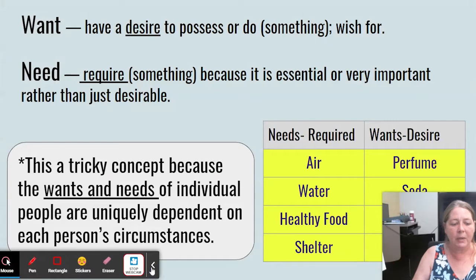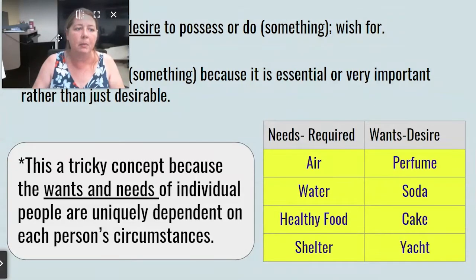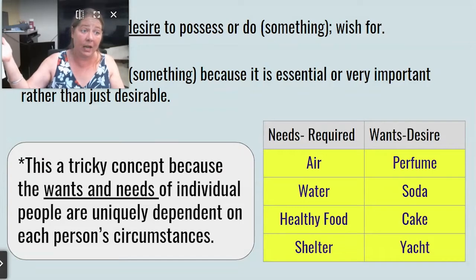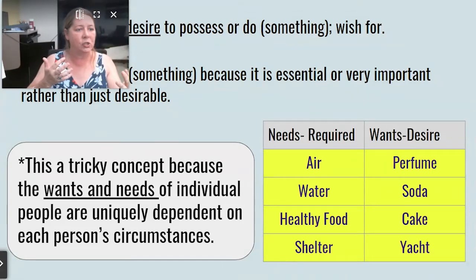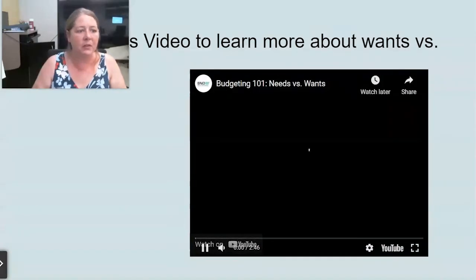This can be tricky though, because everybody's wants and needs are different. You can think about a baby versus an 18-year-old. So a baby needs diapers, but an 18-year-old does not need diapers, right? So what is a want and a need is dependent upon the situation of each person, but we can agree on some basics. So all people need air, water, healthy food, and shelter, right? Some things we might desire or want are perfume, soda, cake, a yacht, right? So the want and the need are different, and this will come up often in different situations.